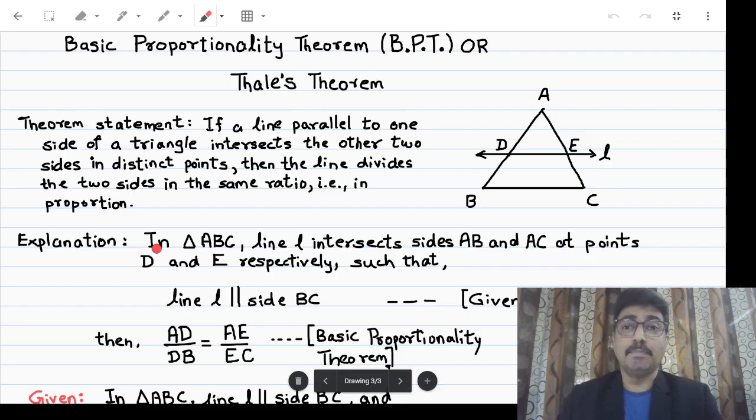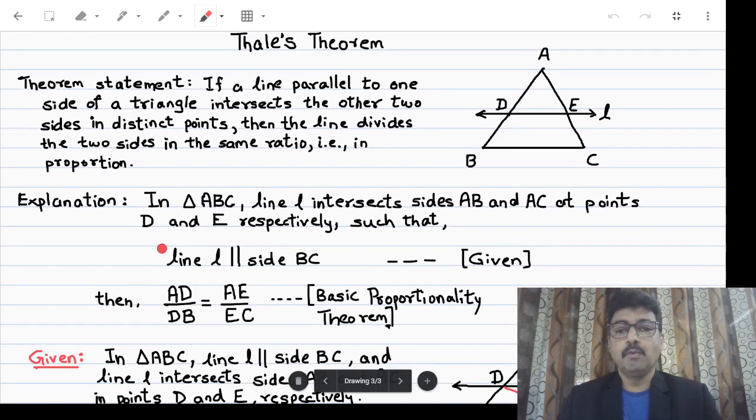Let us understand how we apply the basic proportionality theorem and then we will go ahead and prove it. So, we consider in triangle ABC, line L intersects sides AB and AC at points D and E respectively, such that line L is parallel to side BC. Then we can say by the basic proportionality theorem or Thale's theorem, the line divides two sides in the same ratio.